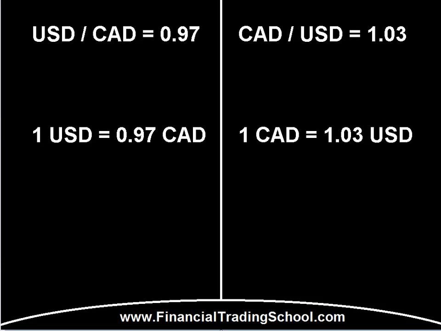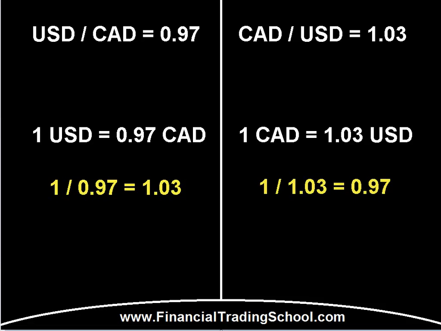Just a note before we start: in order to get the numbers, I picked the left side first, but it doesn't really matter because they're reciprocals of each other. If you divide 1 by 0.93, you'll get 1.03. Or if you divide 1 by 1.03, you'll get 0.97. So as long as you get one side, you can just do the reciprocal and you get the other side. That's how I got the numbers.